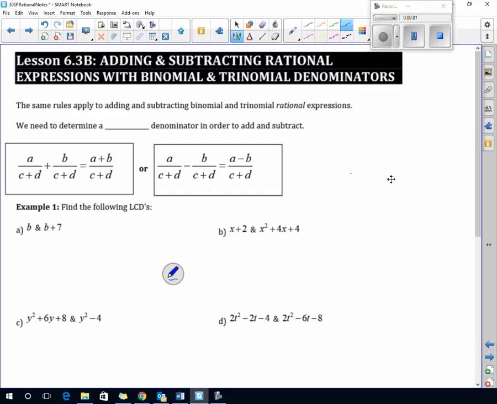Determine a common denominator in order to add and subtract. So same rules. If they're common, you can add them. You add just the numerators, or you subtract just the numerators. Okay, so the hardest part is coming up with the common denominator. So what would the common denominator be between b and b plus 7?